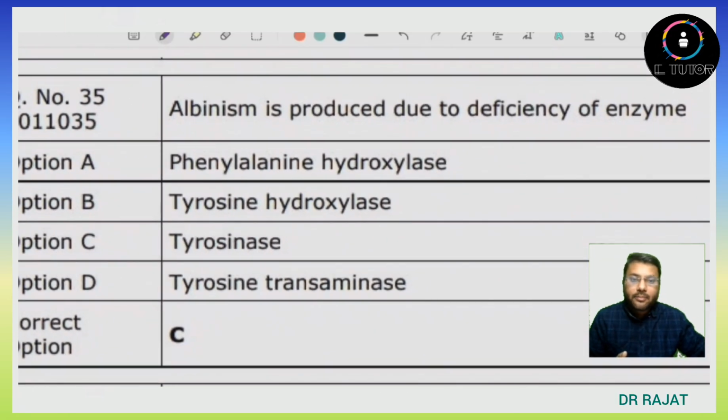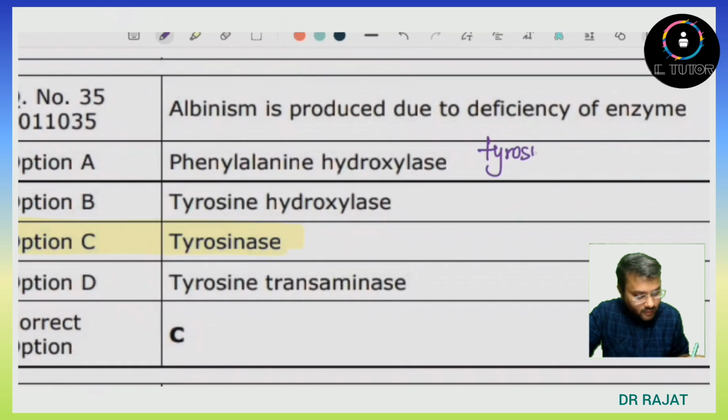Albinism is produced due to deficiency of. So if we talk about albinism, then it is a condition in which melanin is not produced. So conversion of tyrosine to melanin, which is caused by the tyrosinase, is not proper. So answer here will be tyrosinase.